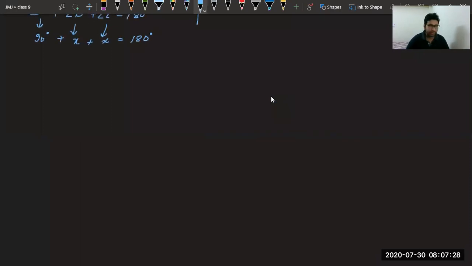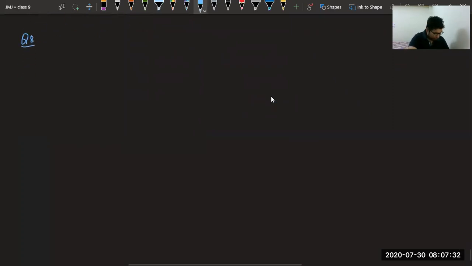Question number 8 now. Show that angles of an equilateral triangle are 60 degree each. So in this case, although we know this thing, but this time we have to prove this thing. To prove this thing, first of all, we will draw a triangle.